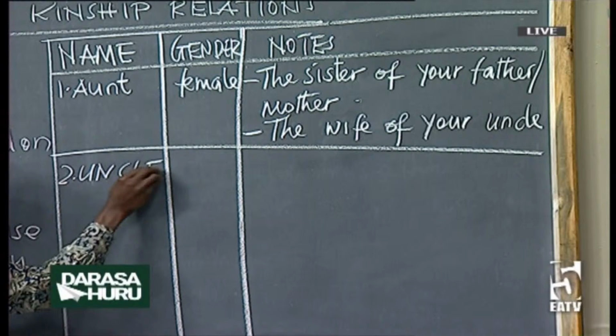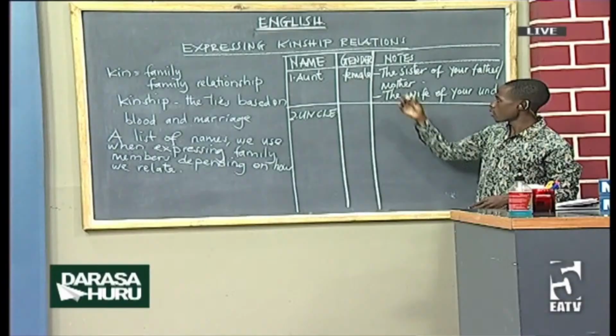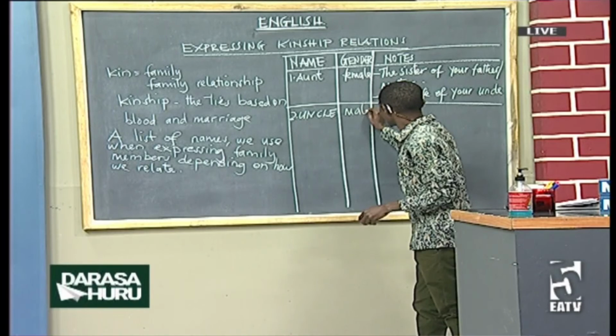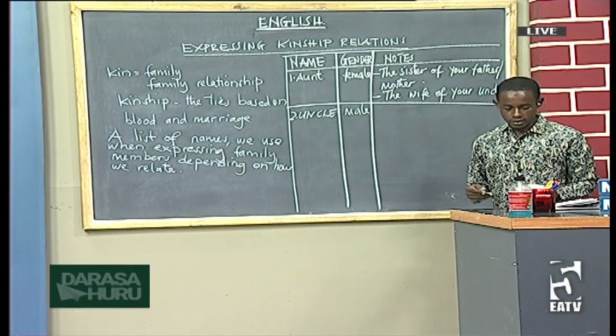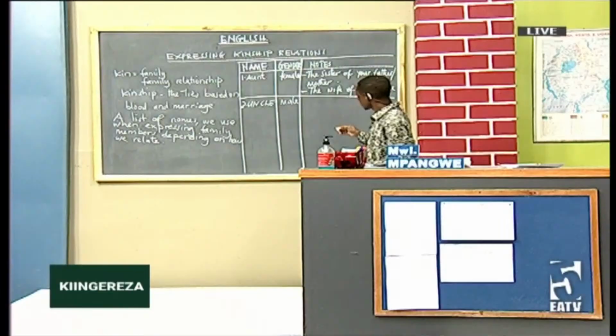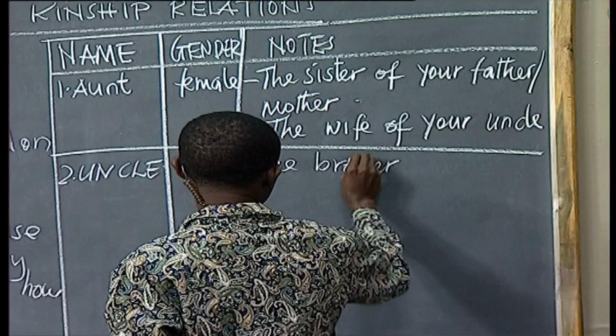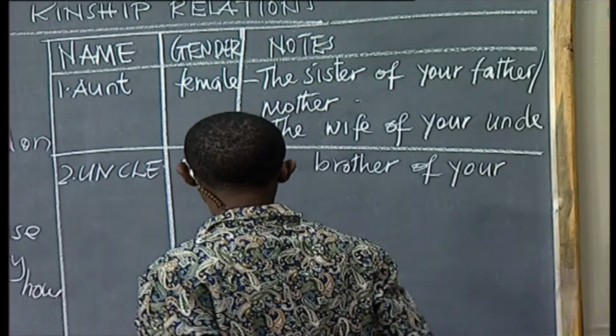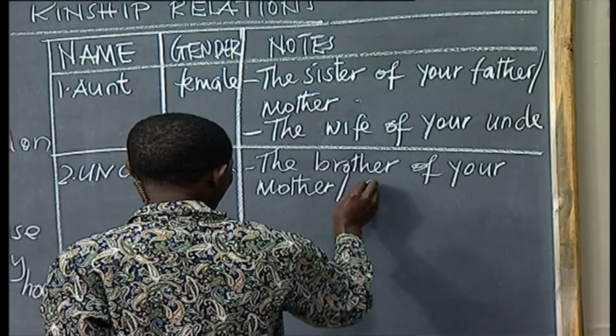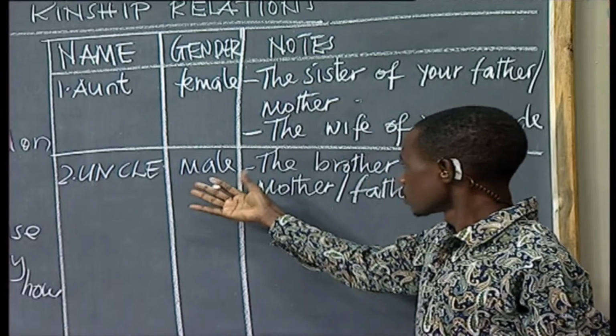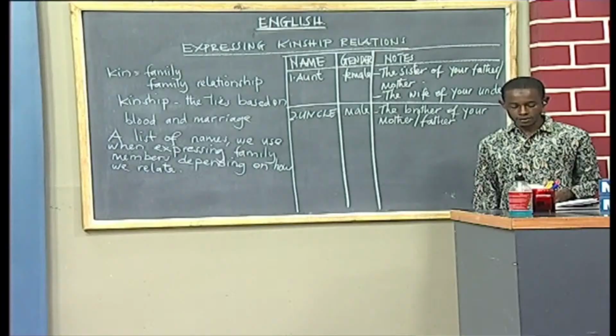Who is uncle? Uncle, when you look at gender, meaning sex, either male or female, is male. So who is uncle? Uncle, we say, is the brother of your mother or father.